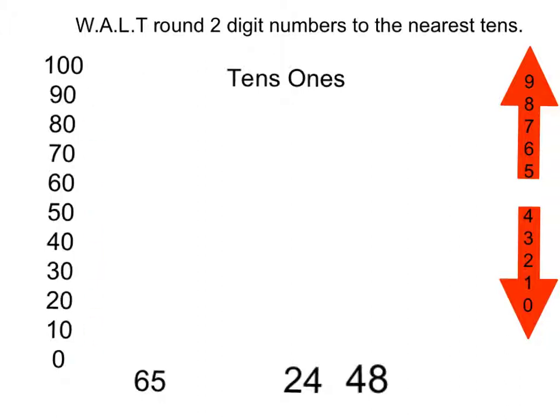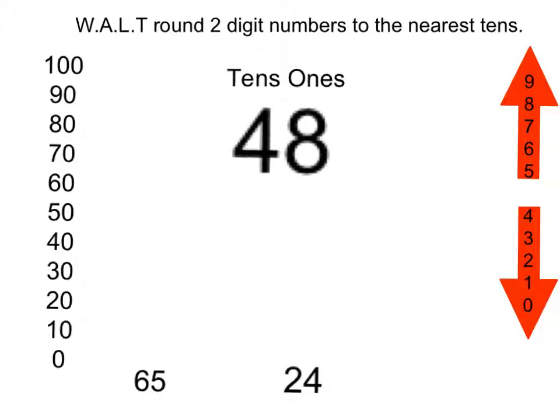And if you look carefully, you might see the pattern. Yes, they all end in a 0, which is going to be very helpful for us. Okay, so what we need to do is decide whether we round up or down. So let's have a look at a number and put that into place. So here we have 48.